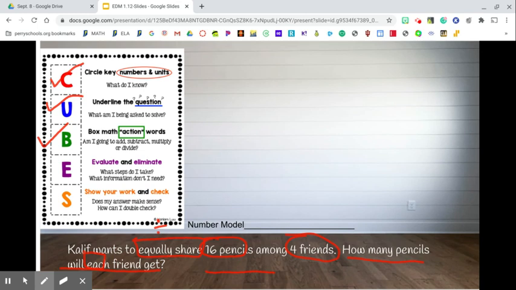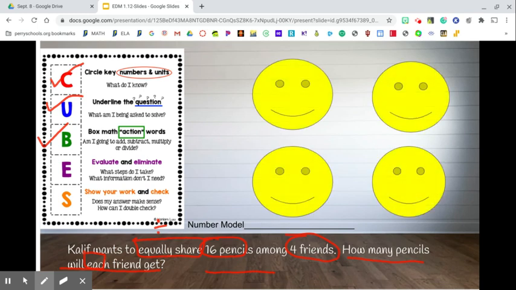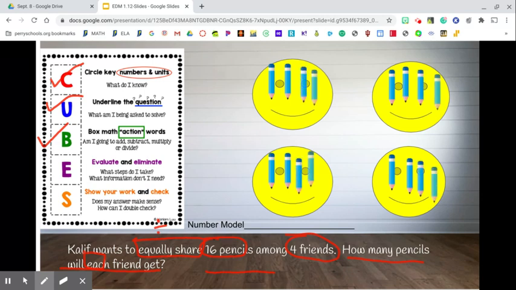Next, we're going to evaluate, and I'm going to think about it again. I don't want to draw 16 pencils and then try to make my 4 friends, but I could draw my 4 friends and then split those 16 pencils between them. So I've got little smiley faces for my friends, and I'm just going to go through and put 1 pencil in each. So I've got 1, 2, 3, 4, 5, 6, 7, 8, 9, 10, 11, 12, 13, 14, 15, 16. So I've used up all of my 16 pencils, and I can see that they are equal. They each get 4 pencils.